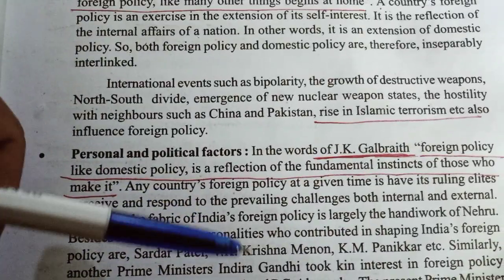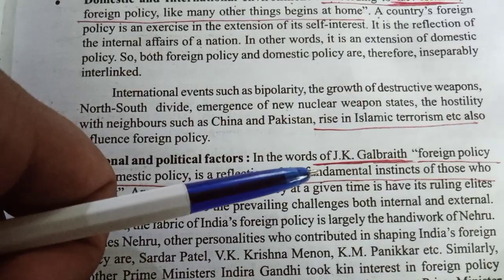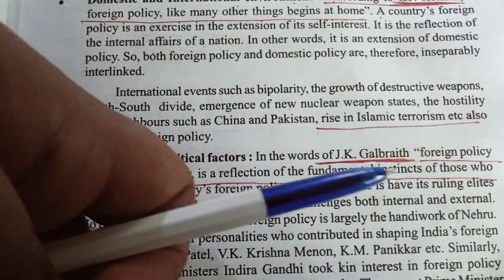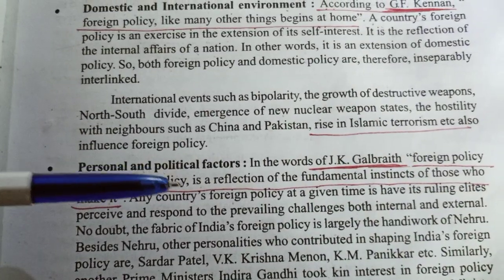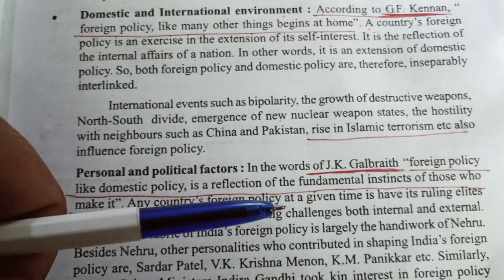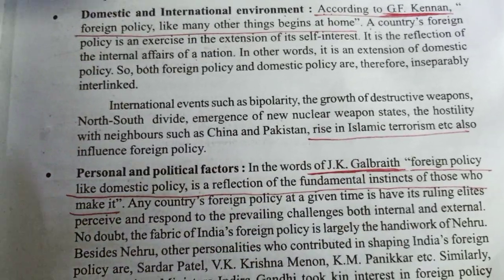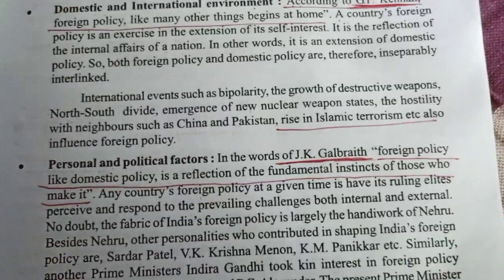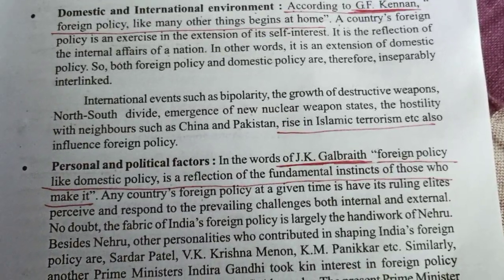Okay. Personal and political factors. J.K. Galbraith said that foreign policy, like domestic policy, is a reflection of the fundamental instincts of those who make it. This is according to J.K. Galbraith. Okay.